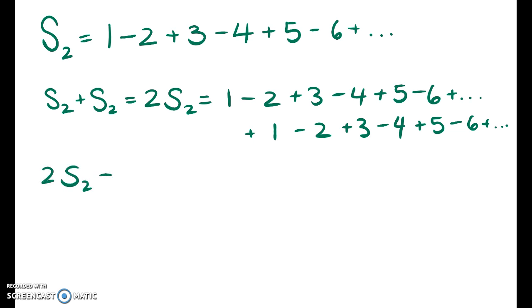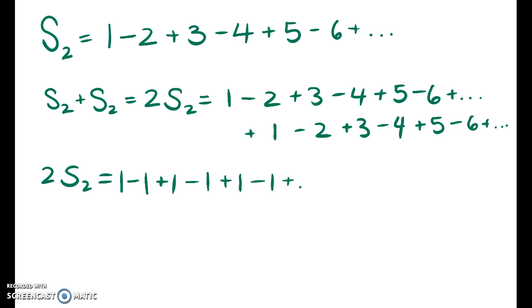So we have 2 S2 is equal to, and what happens when we look at the right-hand side? Now I've lined up, 1 is by itself, and we have negative 2 plus 1, that's negative 1. We have plus 3 minus 2, which is positive 1, minus 4 plus 3, minus 1, plus 5 minus 4, plus 1, minus 6 plus 5, minus 1, and so on.